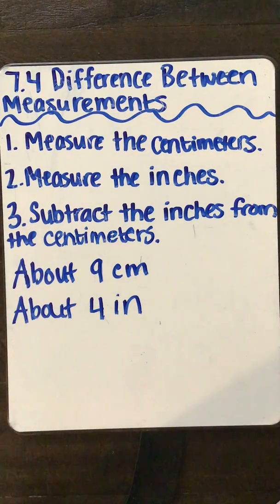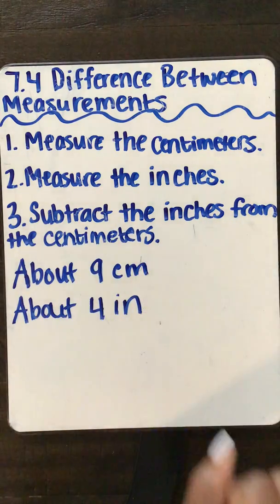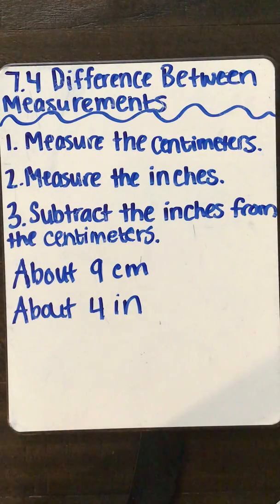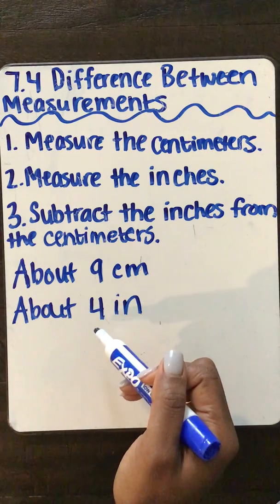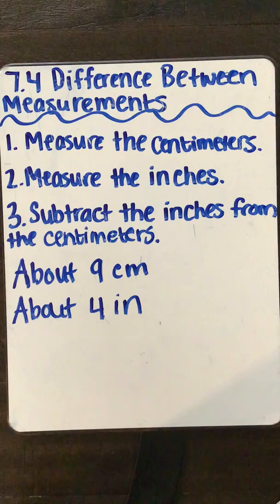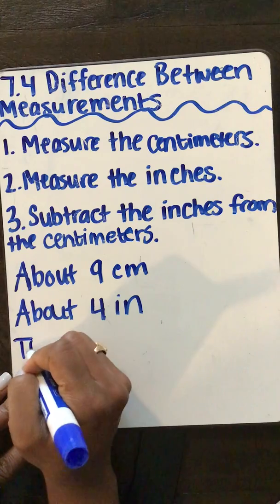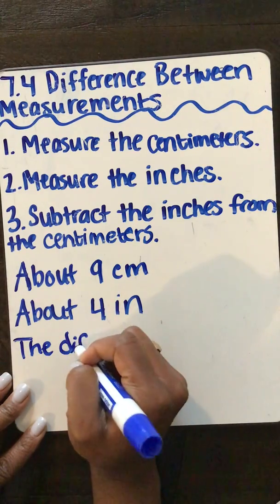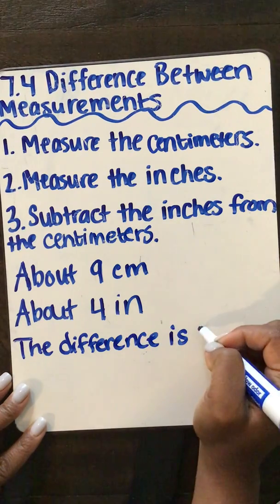Now, what's my last step to find the difference? Subtract the inches from the centimeters. Very good. So I am going to subtract 4 inches from 9 centimeters. I'm subtracting 4 from 9. This time, I'm going to use the mental method. So if I subtract 4 from 9, I have 5 left. So the difference is 5.